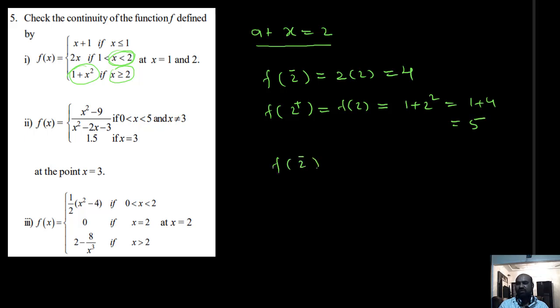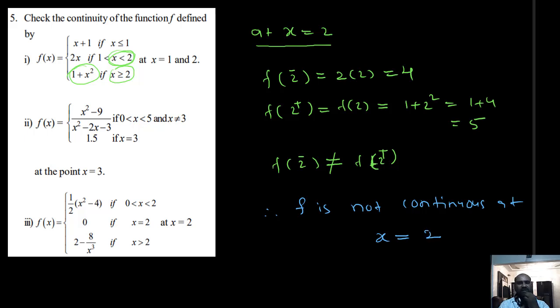So what is the meaning of that? f of 2 minus is not equal to f of 2 plus. Therefore, the given function is not continuous at x equal to 2. I will write, therefore, f is not continuous at x equal to 2. What type of discontinuity? Non-removable discontinuity, that is jump type.